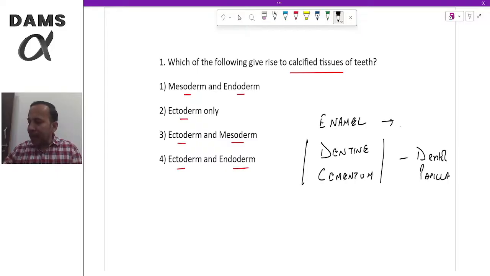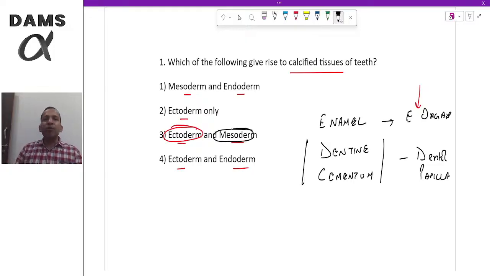isn't it? And enamel would be formed by the enamel organ. So enamel organ is derived from ectoderm, isn't it? And the dental papilla, that is a mesodermal derivative, isn't it? Ectomesenchymal derivative or mesodermal derivative. So option 3, that is ectoderm and mesoderm, is your correct answer, right? So the correct answer to this question would be ectoderm and mesoderm.